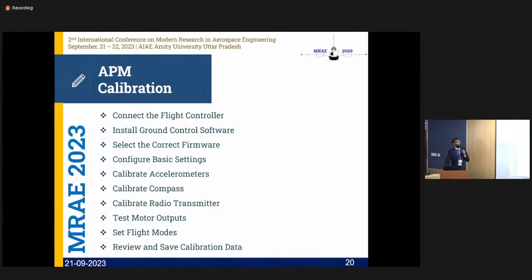So for the APM calibration, quickly I will run through this fast. We have a software for the APM. In the software, you need to do certain configuration. So first you need to install the ground control software, then firmware, then calibrate the accelerometers and compass. If you don't calibrate your compass and accelerometers properly, then the drone will never be stable. So we need to make sure that the accelerometers and compass are calibrated perfectly. Fine. Then calibrate the radio transmitter as well.